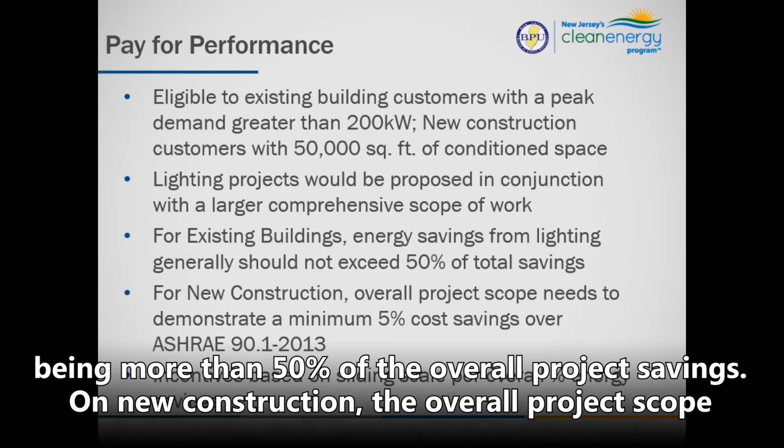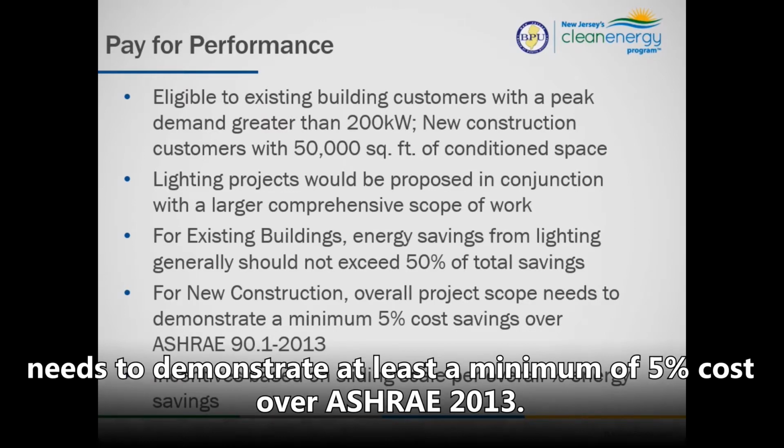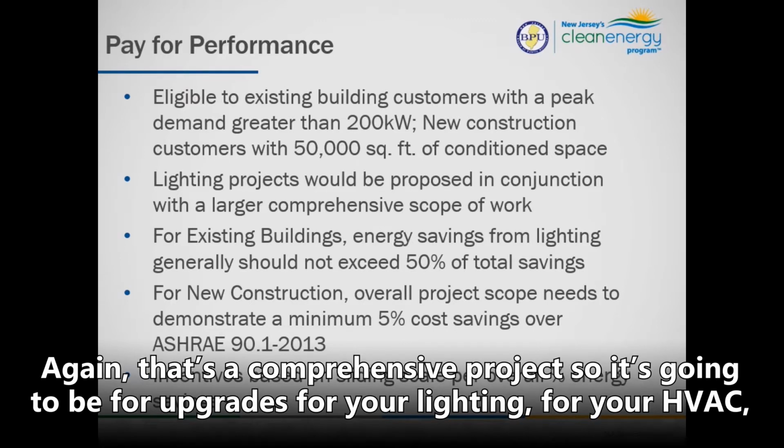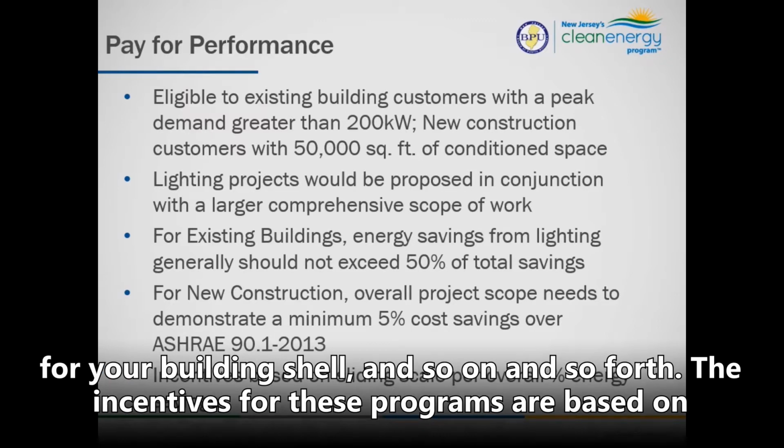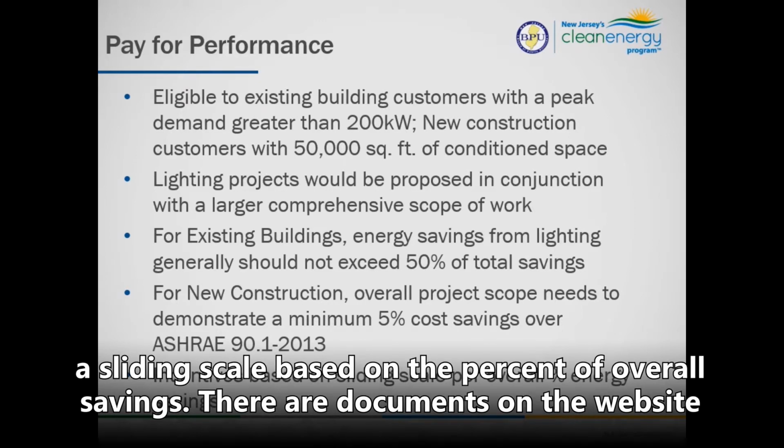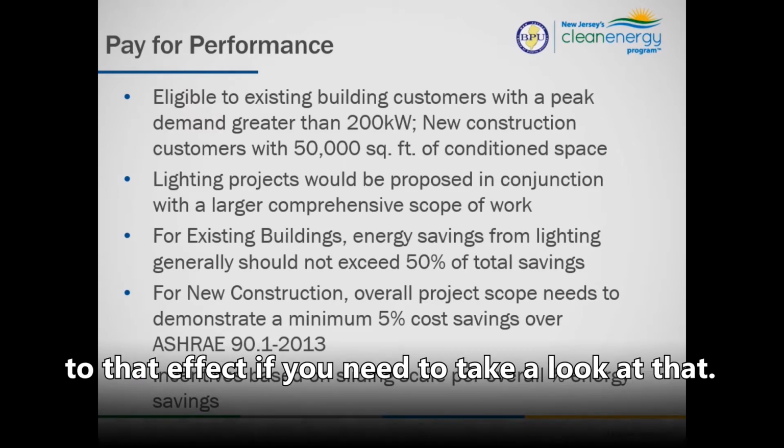On new construction, the overall project scope needs to demonstrate at least a minimum of 5% cost over ASHRAE 2013. Again, that's a comprehensive project, so it's going to be for upgrades for your lighting, for your HVAC, for your building shell, and so on and so forth. And the incentives for these programs are based on a sliding scale based on the percent of overall savings. There are documents on the website to that effect if you need to take a look at that.